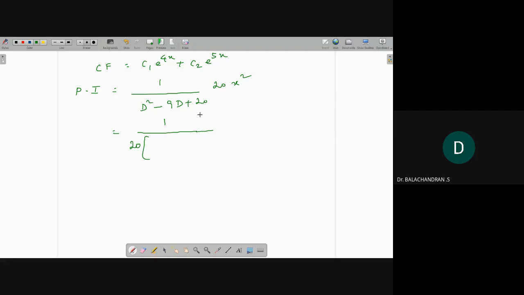So if you take 20 commonly, you have 1 plus d square minus 9d divided by 20. Here this 20 is in the denominator with x square, so 20 gets cancelled. Write this in the numerator: 1 plus d square minus 9d, whole power minus 1, into x square. So 1 plus x, this is x whole power minus 1.